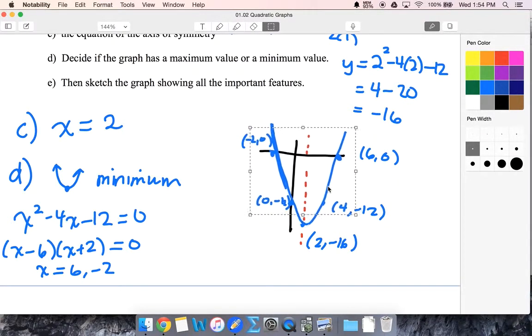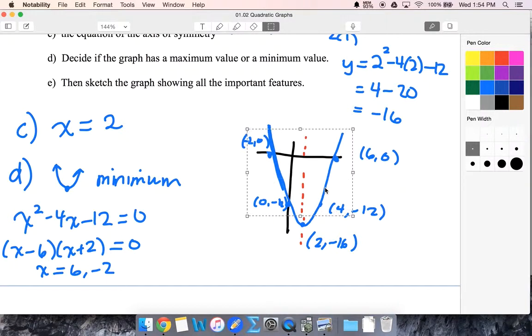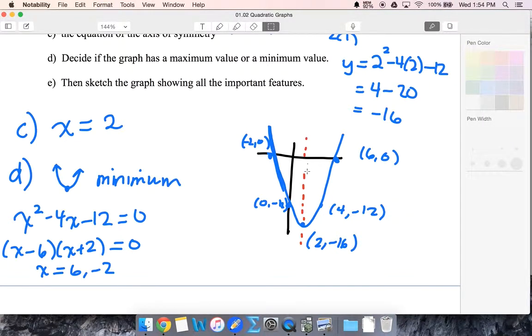Let's see if I can move mine just a little bit. All right, so that shifted my axis of symmetry. Pretend like that's straight. And there's our graph without ever actually looking at technology. Of course, you could go back and verify with technology just to make sure though.